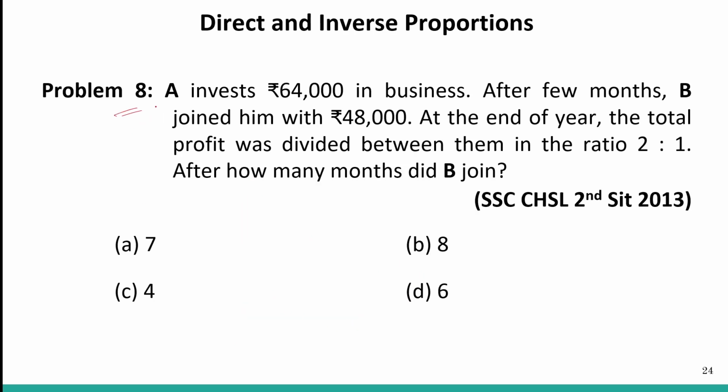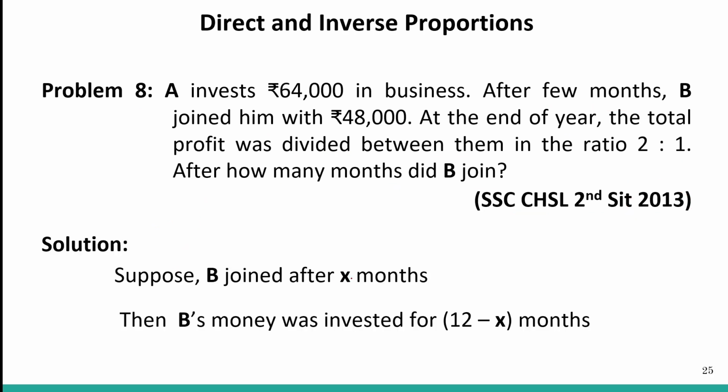So let's see problem number 8. A invests 64,000 in business. After a few months, B joined him with 48,000. At the end of the year, the total profit was divided between them in the ratio 2:1. After how many months did B join? This question has been asked in the SSC CHSL second sitting 2013 paper. Is it A, 7, or B, 8, or C, 4, or D, 6? Let's see.